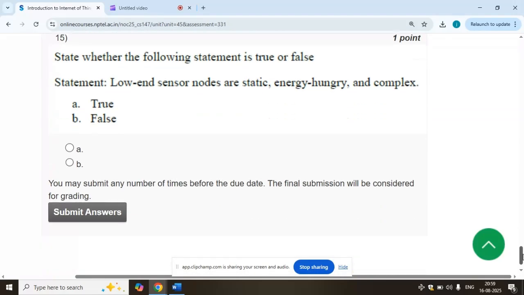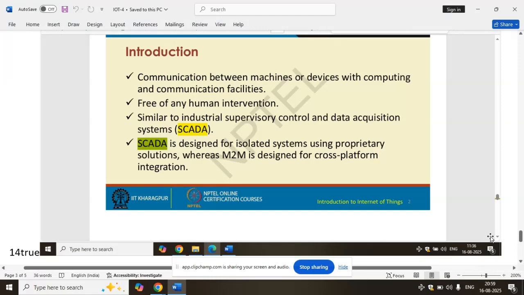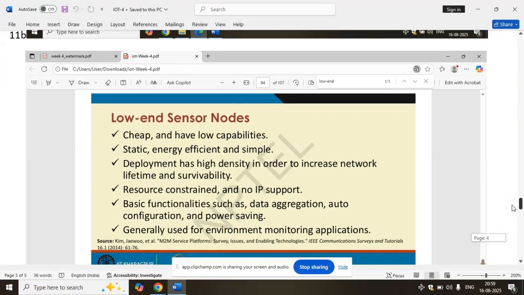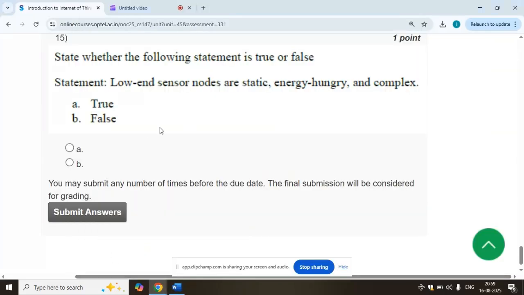Last one. State whether the following statement is true or false. Low-end sensors are static, energy hungry and complex. So these are actually simple. We'll move on to the 11th one. So you can see second point, static, energy efficient, simple. So they are actually simple, not complex. So it is false. Energy efficient, not energy hungry, and it is simple, not complex.